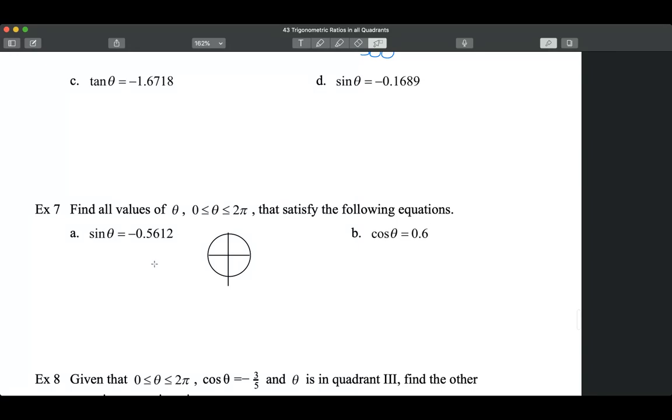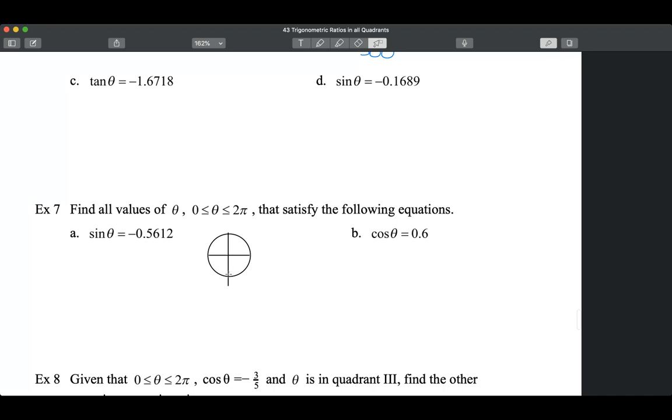All right, so sine theta is close to negative a half, so almost one of my exact angles, but not exact. I don't know this for sure. Cosine of theta is 0.6. It's a nice, pretty decimal, but it's not one of my exact ratios. So both of these I'm going to need my calculator for. So sine theta is negative 0.56.